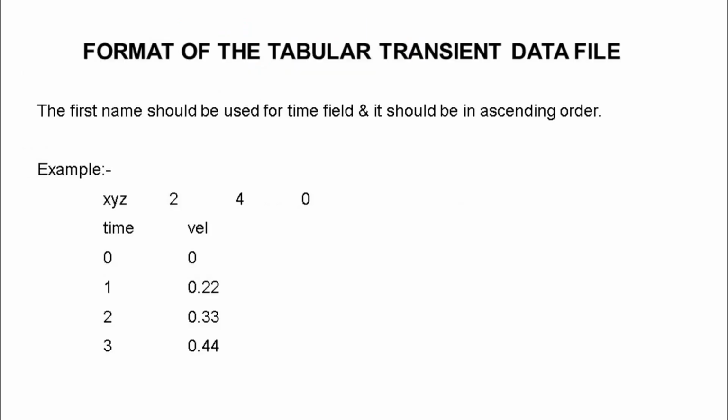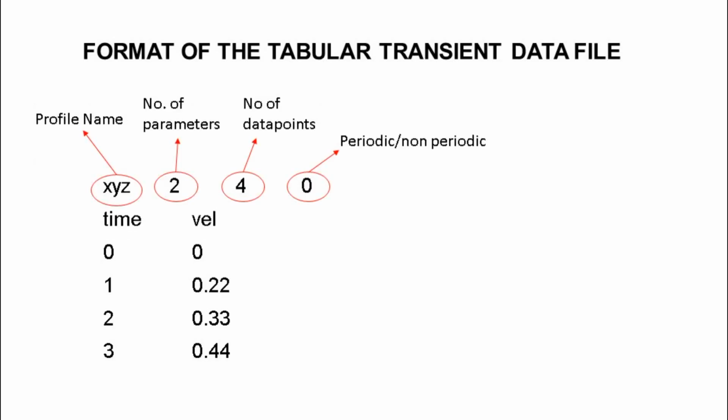Here is one example of the tabular transient data file. Here XYZ denotes the profile name, number 2 denotes the number of parameters involved in the table. These parameters are time and velocity, so the value is 2 here. The next value is the number of data points, which means the number of data that you want to input as row in the table. In this table, there are 4 rows of data, so it's written as 4.